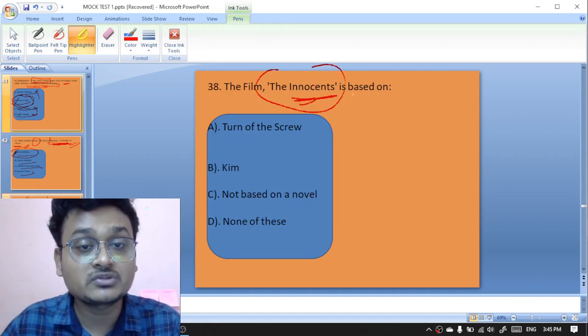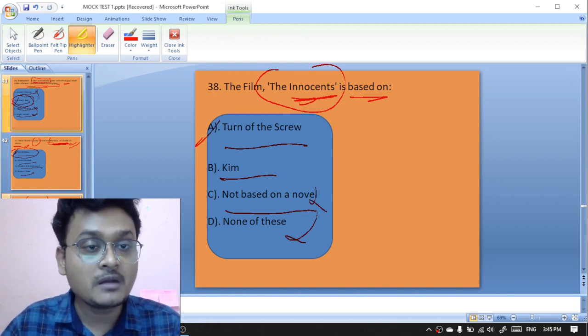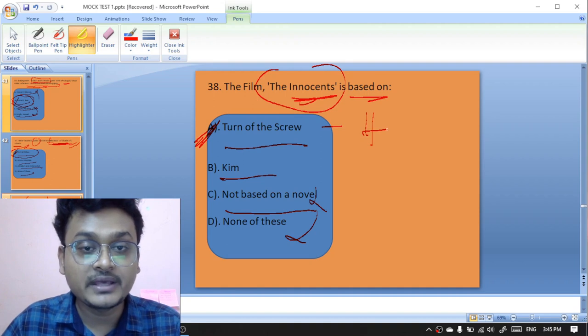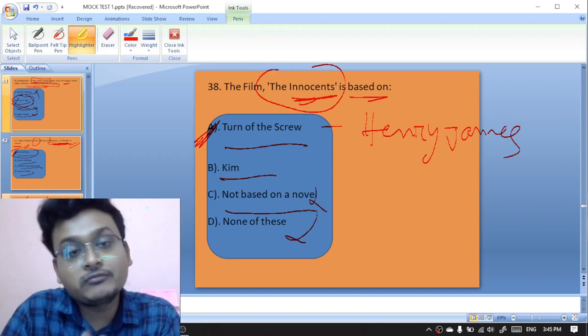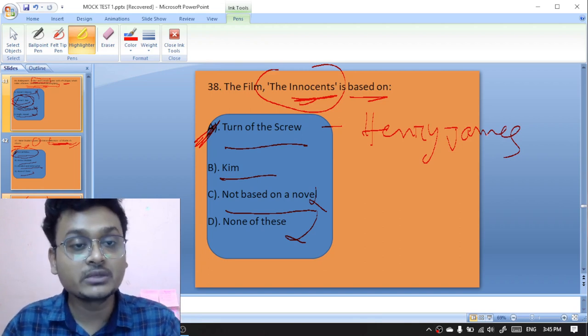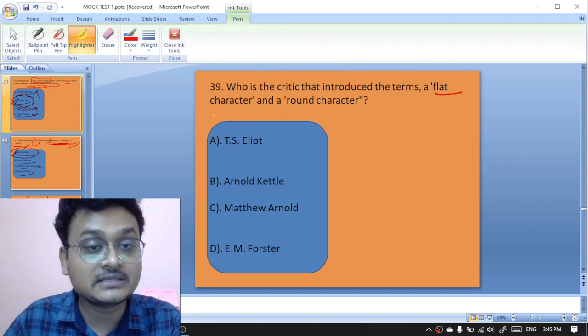The film The Innocents is based on The Turn of the Screw, not based on a Keane novel. So the film The Innocents is based on The Turn of the Screw by Henry James, a novel that influenced the making of the film The Innocents. Next question, who is the critic that introduced the terms flat character and round character?